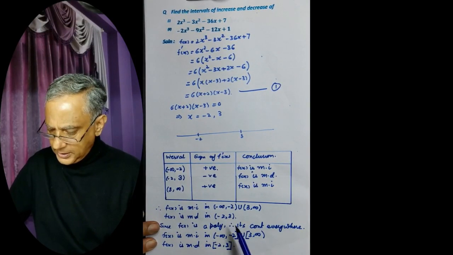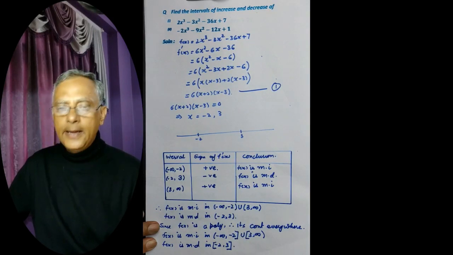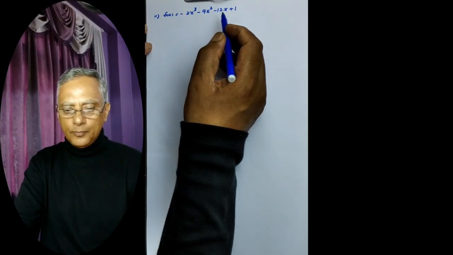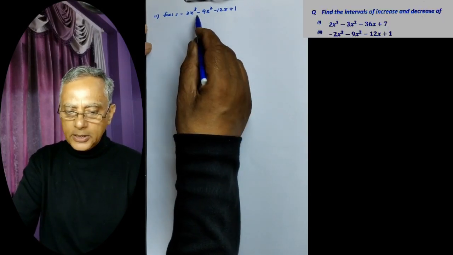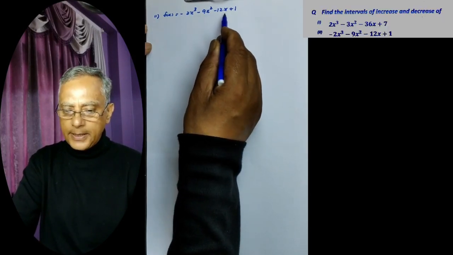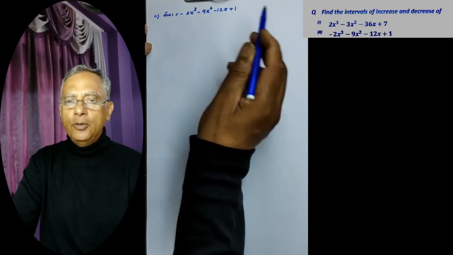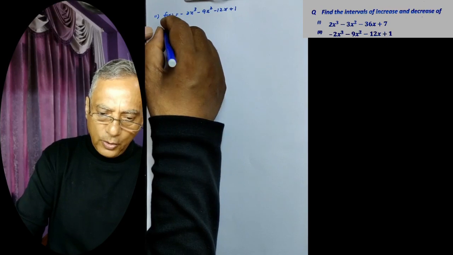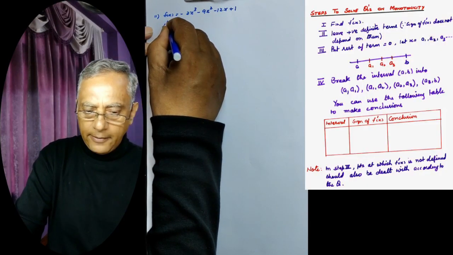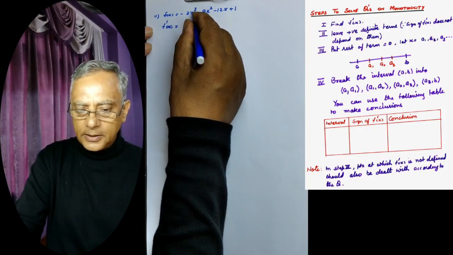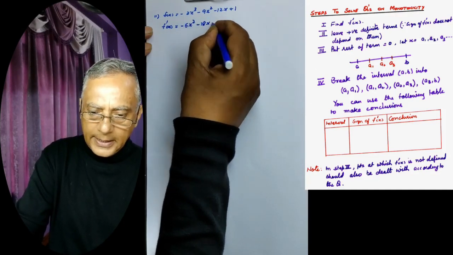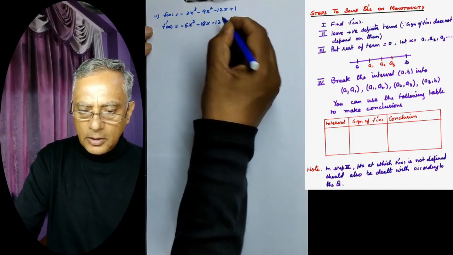f(x) is continuous, therefore we can change these brackets into square brackets, including the endpoints. Now the second part: f(x) is given to be -2x³ - 9x² - 12x + 11. You can see the side sheet. Now what we do is we find the derivative f'(x). This will be -6x² - 18x - 12.